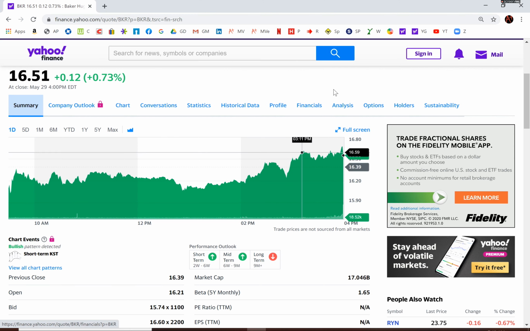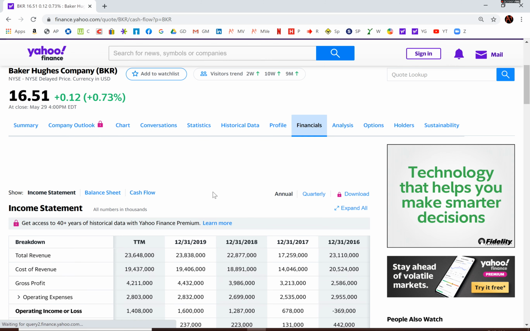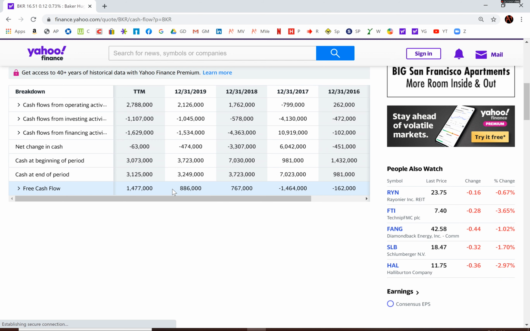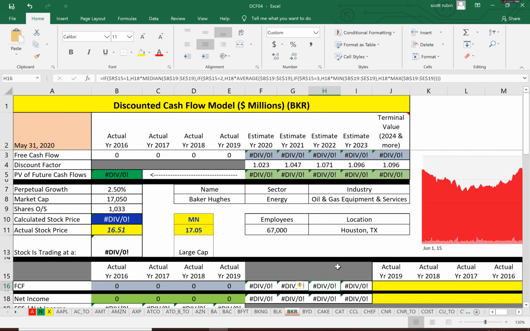And the best way to calculate the stock price for a company is to estimate future free cash flow and discount that number back to today's dollars. And that's exactly what we're doing in this video.